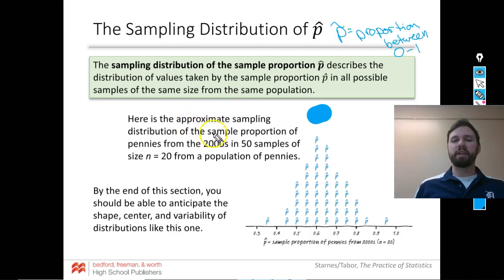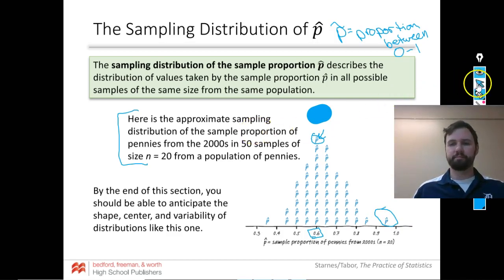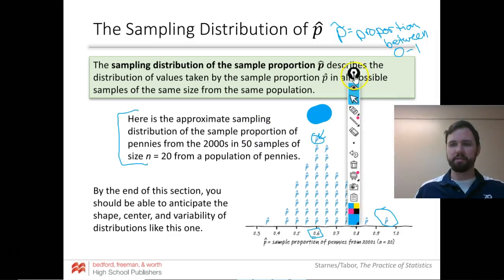For example, when we look down here at this chart, these were pennies from the 2000s and 50 samples. This one p-hat means in one sample of 20, 60% or 0.6 of the pennies were from the 2000s. As opposed to before, it would have been like 12 of the pennies were from it. This was one sample at 0.95 of the pennies from the 2000s. So it's a proportion, not a mean. Okay, so it's like chapter 6, but it's proportions instead of means.